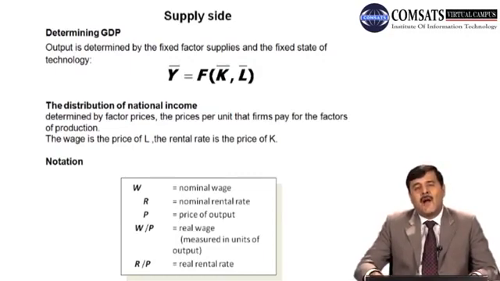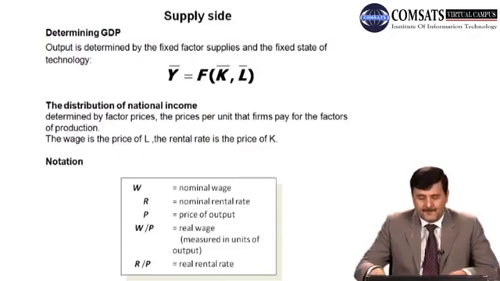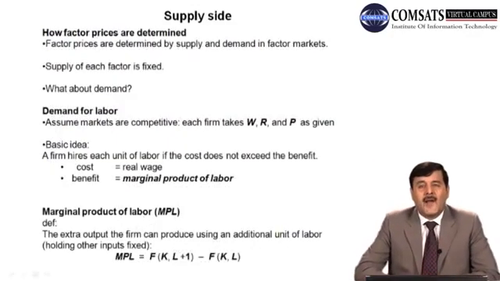So when you deflate, or take the ratio of the nominal parameters with the price, that will become the real variable. Now how are factor prices determined? Factor prices are determined by the supply of the factors and demand in the factors market.